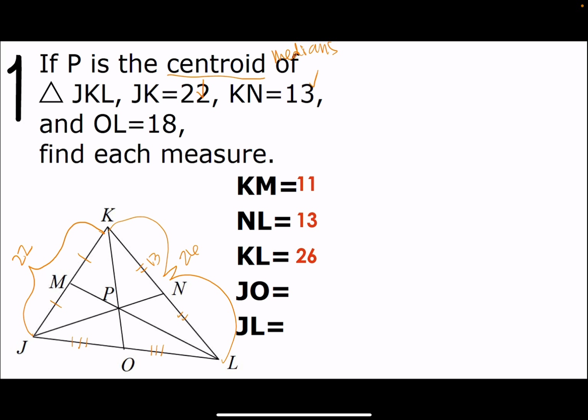All right. OL is 18. Same thing. You can figure out that JO is 18 because it's congruent. And the entire segment would be 36.